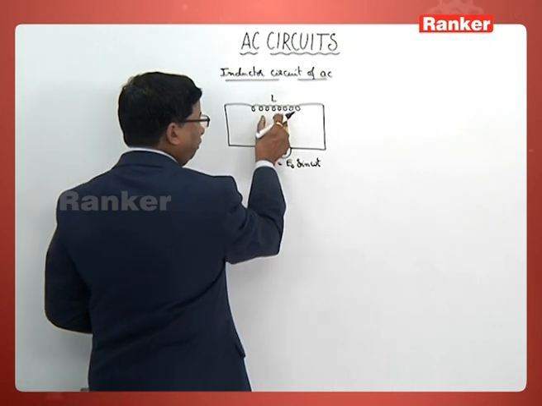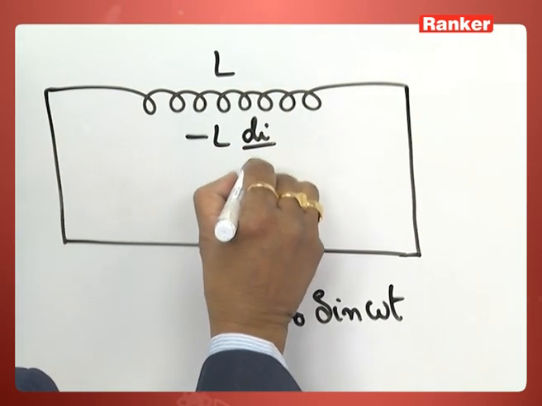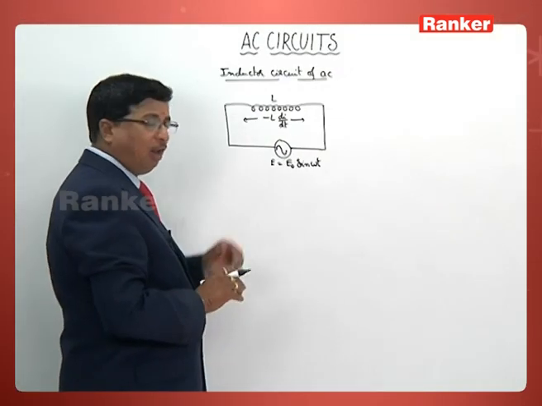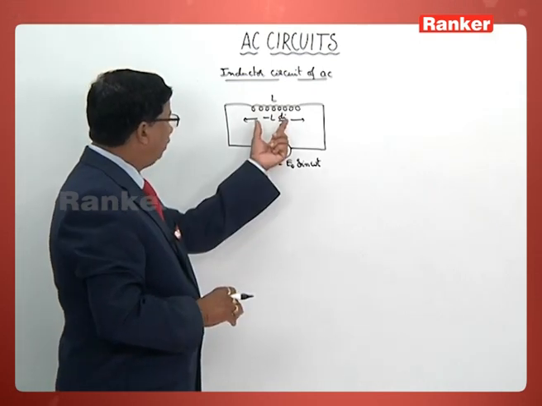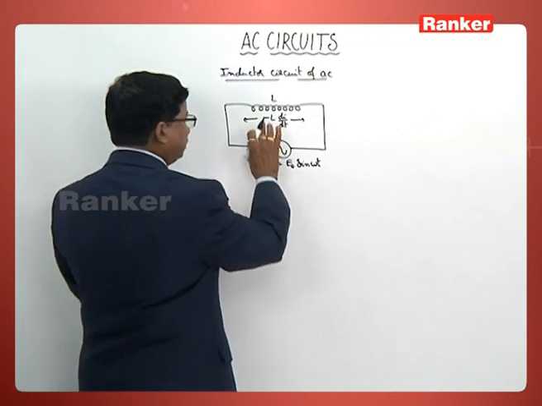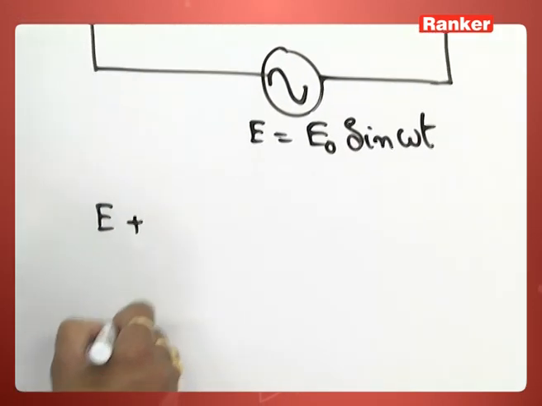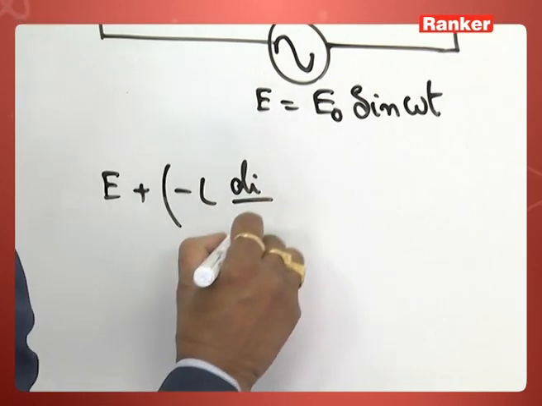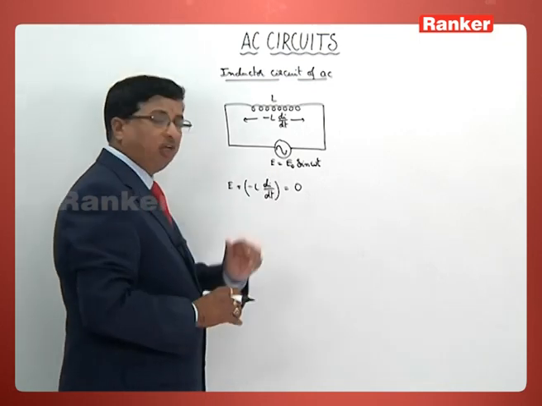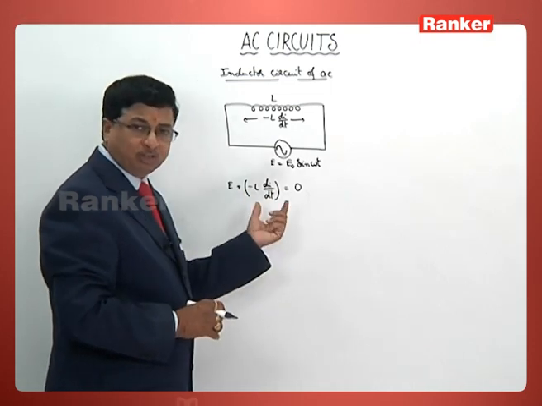And what is going to be the potential difference across this, or EMF across this one? Minus L di by dt. That is actually the EMF across the inductance coil. Now, how to reproduce the same equation in terms of EMFs? Look at this one. E plus minus L di by dt, we can write that one as 0. That is the effective value of EMF what we are considering.